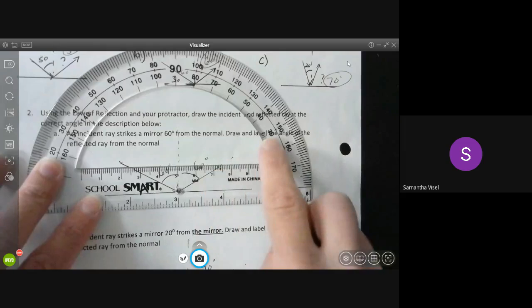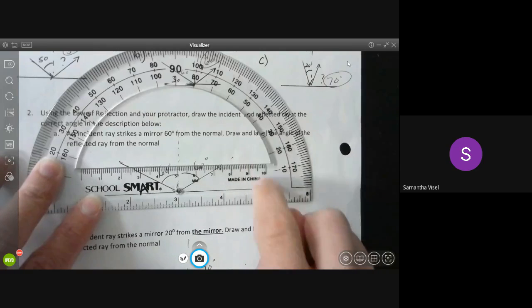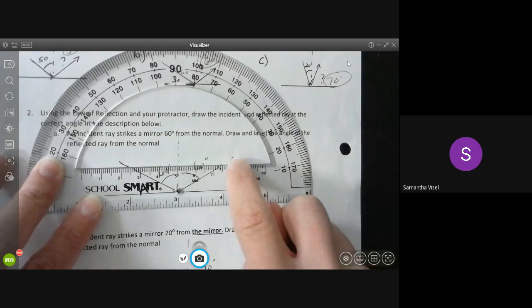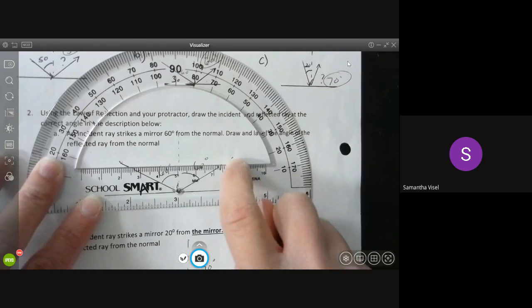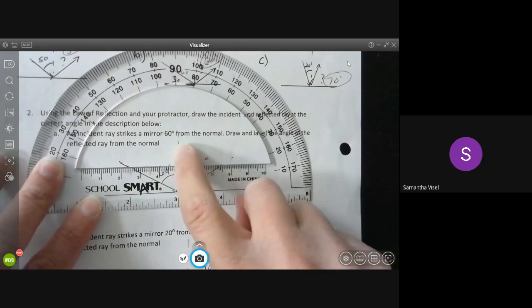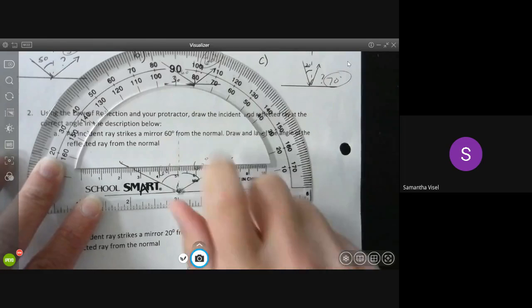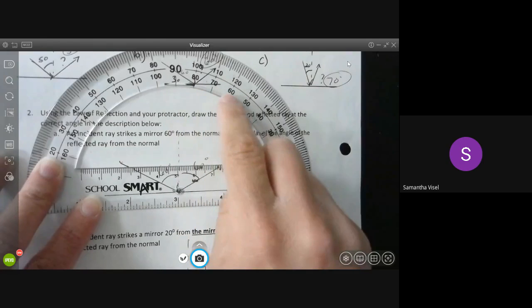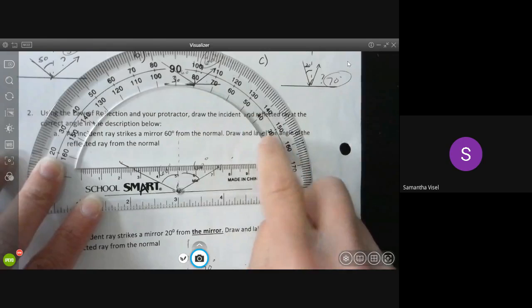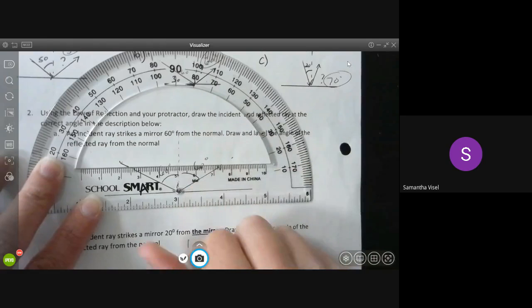That line should line up with this 30 degrees because it should be 30 degrees from the mirror surface up to this ray. And then the rest of it is 60 degrees that goes from this ray to the normal, which is what we're measuring from. So I counted 1, 2, 3, 4, 5, 60 and drew my rays that way.